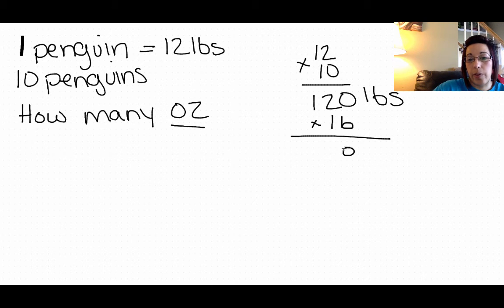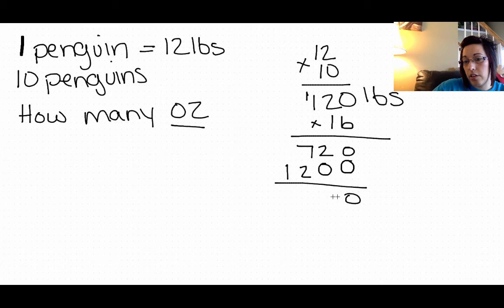6 times 0 is 0. 6 times 2 is 12. 6 times 1 is 6 plus 1 is 7. Second row starts with a 0. 1 times 0 is 0. 1 times 2 is 2. And 1 times 1 is 1. 0, 2, 7 plus 2 is 9.